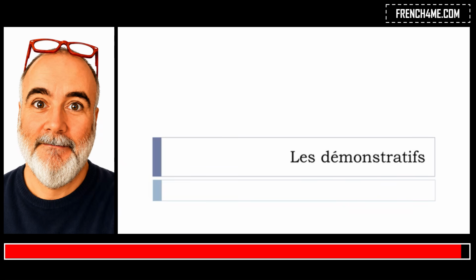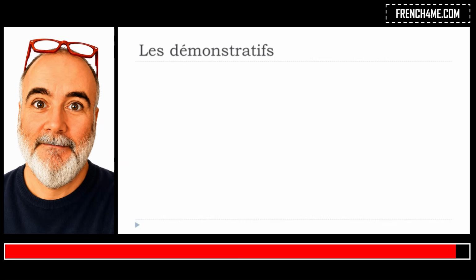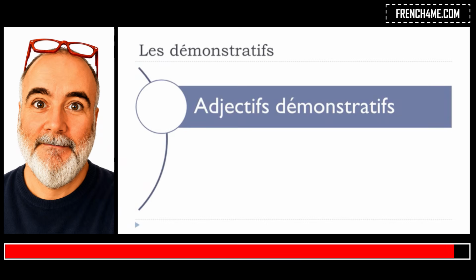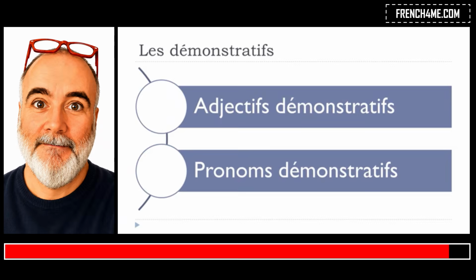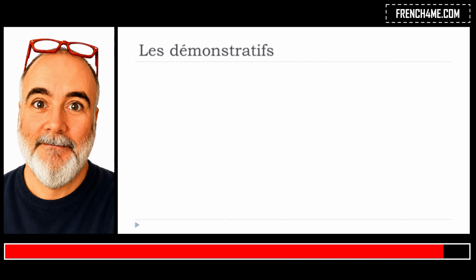And in this lesson we'll discover together les démonstratifs. So we'll see two types of demonstrative. The first one will be adjectif démonstratif, okay? And then the second one will be pronom démonstratif. All right, so let's start.